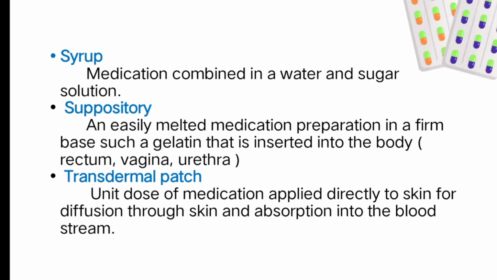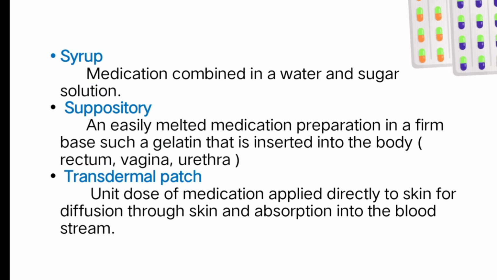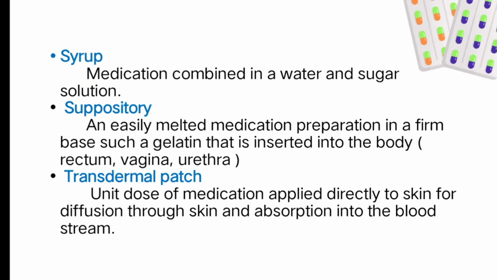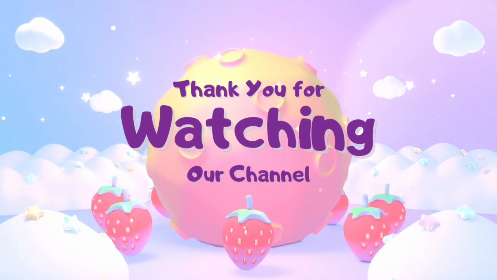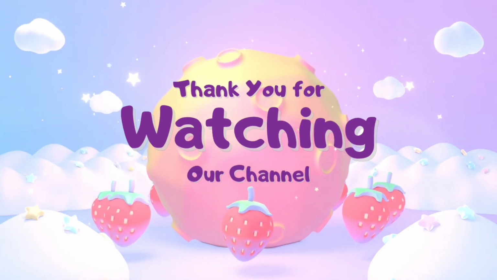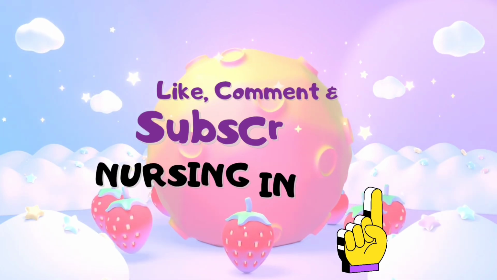Next is syrup. Medication combined in a water and sugar solution. Syrup is very familiar to us, right? We get various syrup forms like cough medications or chlorpheniramine maleate syrup. Next is suppository, easily melted medications prepared in a firm base such as gelatin that is inserted into the body: rectum, vagina and urethra. And next is transdermal patch. When we apply those patches on our body, they give a medicinal effect.